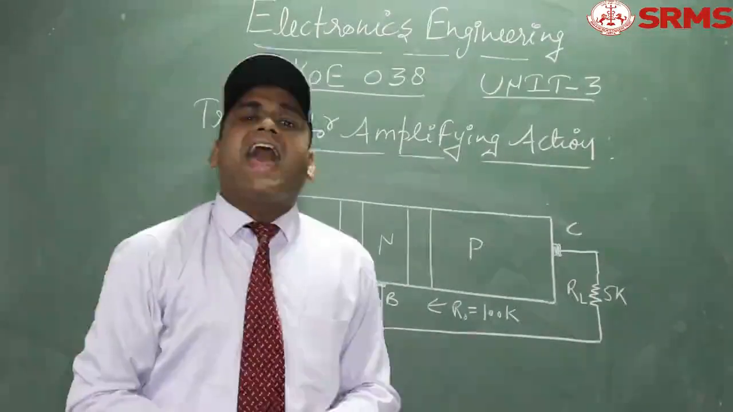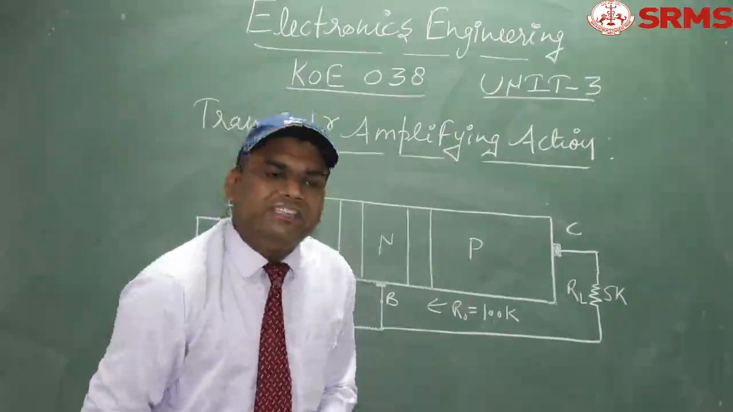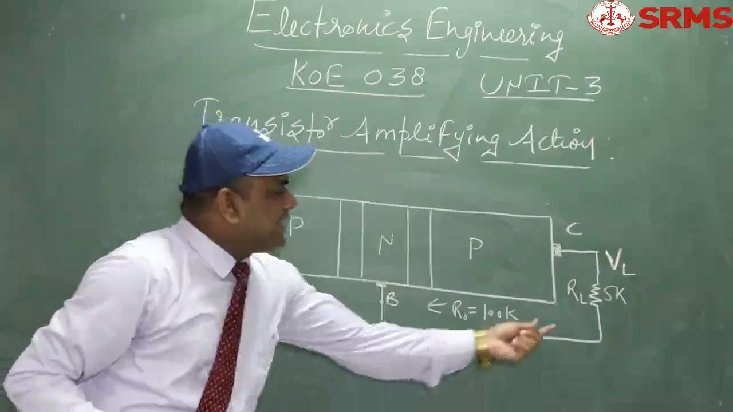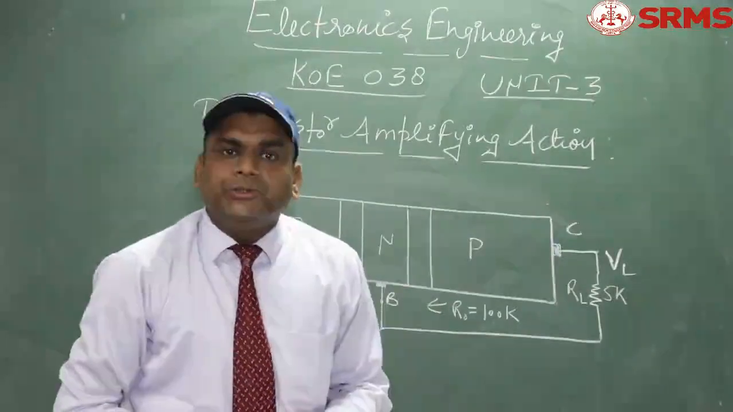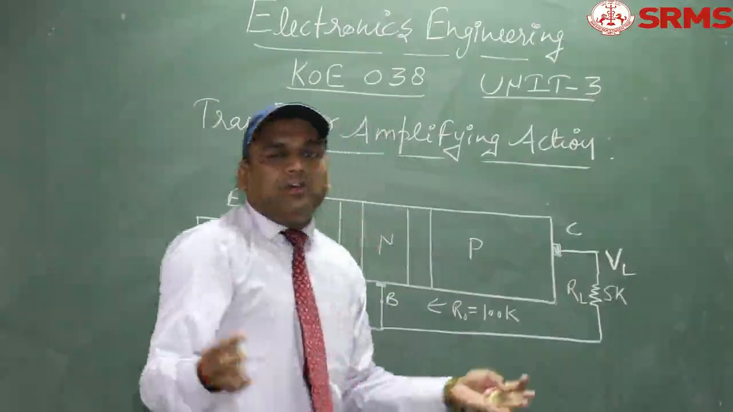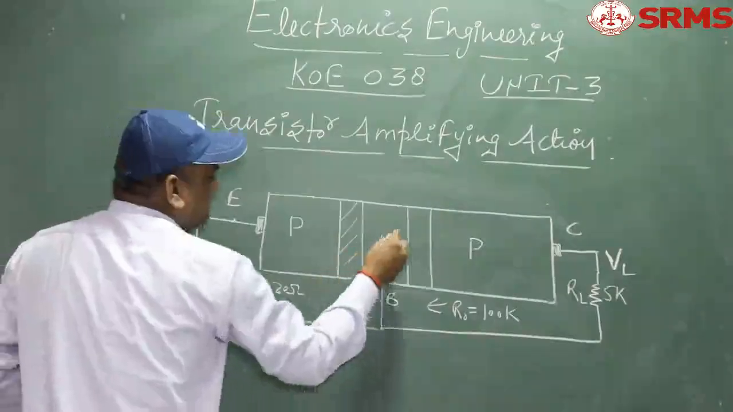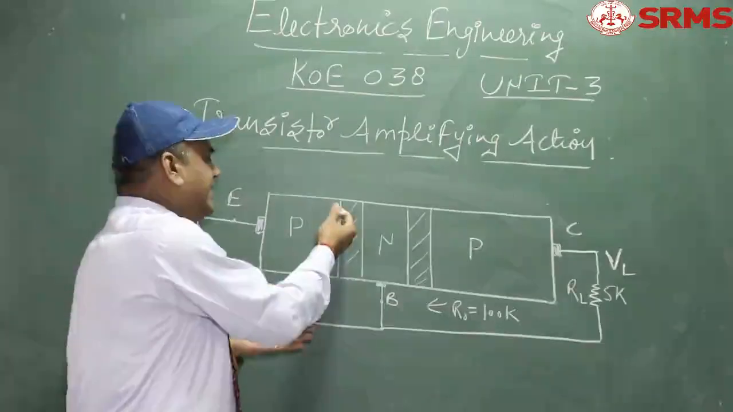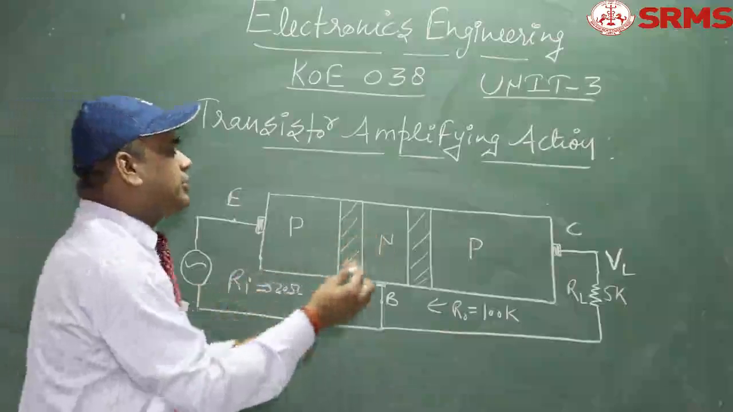Here we are assuming a load resistor across which we want to determine the output voltage, and let us assume this voltage is known as VL. The resistance is equal to 5 kilo ohm. So across this load resistance we want to determine the load voltage. This is your depletion region. I am not going to show the negative and positive immobile ions over here, because we are interested in how the signal is going to be amplified.